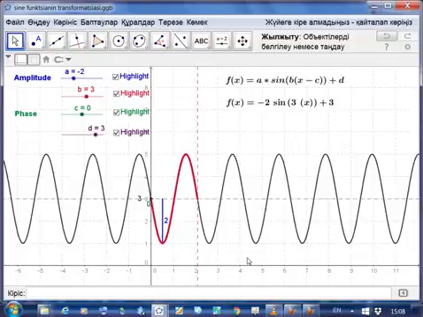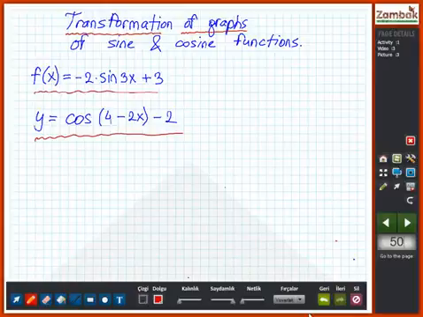Okay, now the next function is the cosine function. Let's draw this one.